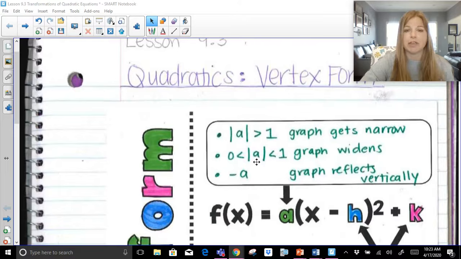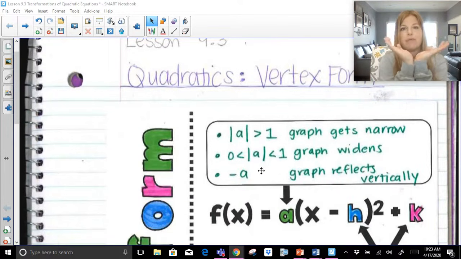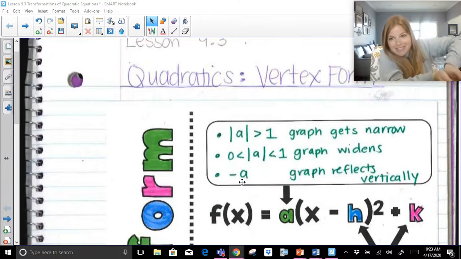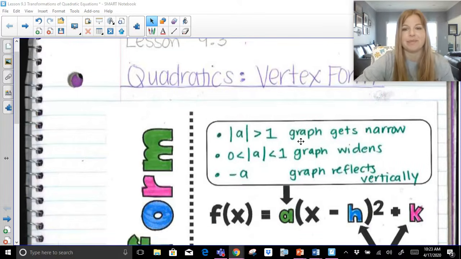If my a value is some value between 0 and 1, so if it's a half or if it's a -half, because notice I have the absolute value of that, an a value of a half or any number between 0 and 1 is going to make the graph actually wider. All right, so an a value of 2 will make it skinnier, but an a value of 1/2 will actually make the graph wider, and we're going to take a look at those examples. And now if the a is negative, it's going to make that graph reflect vertically. So the graph is actually going to be facing downwards like this. If it's a +2, the graph will look like this. If it's a -2, it's going to be flipped upside down and look like that.